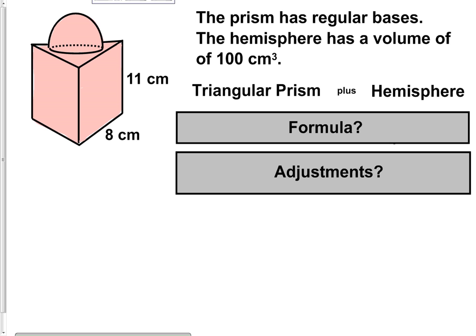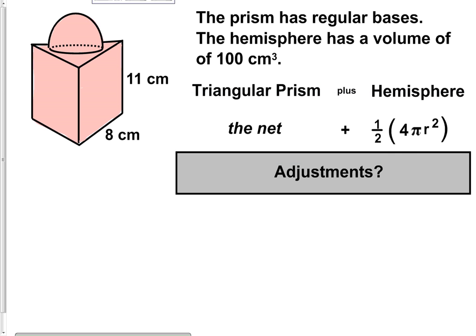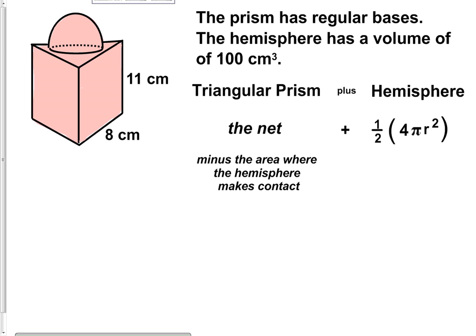Okay, and on the hemisphere, of course, we have a formula for the entire surface area of an entire sphere, but we're only looking at a hemisphere, so we only want half of that. So we will take 1/2 of 4 pi r squared. Oh, I'm sorry, I got a little ahead of where I was on the screen. Okay, so we're looking at the net of the triangular prism plus 1/2 4 pi r squared.